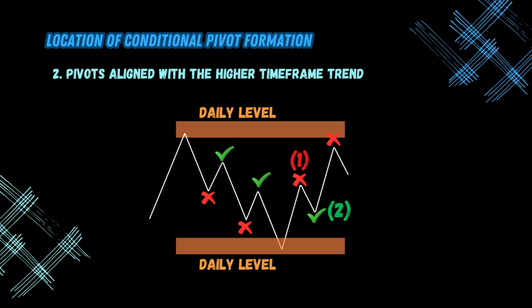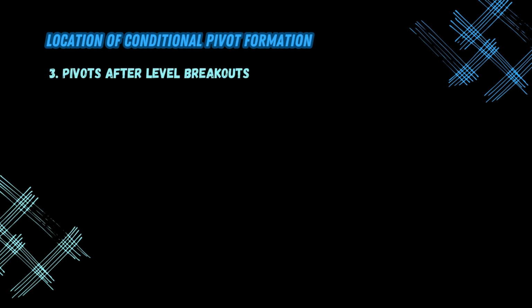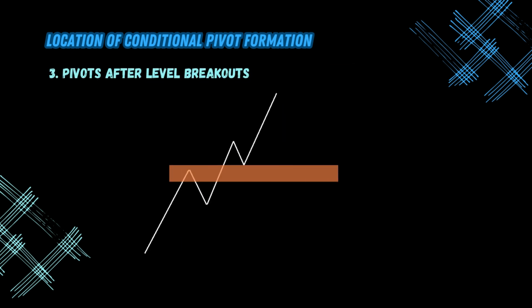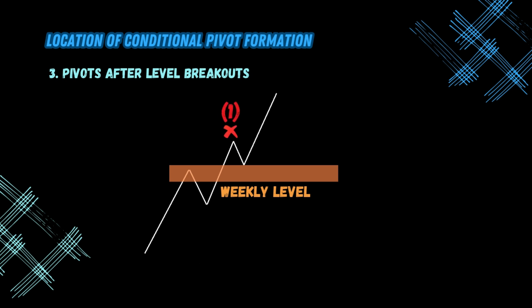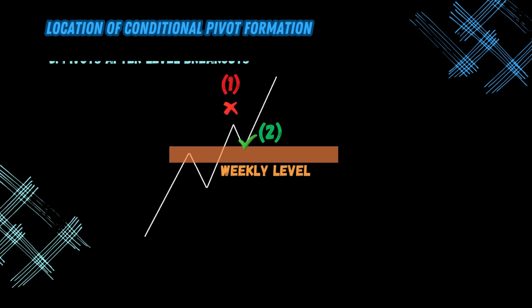I highly recommend watching that video. 3. Pivots after level breakouts. Pivots that form after a level breakout are suitable for trading if they align with the movement after the breakout. For example, if the price breaks a weekly level and forms a pivot in the trigger time frame, a pivot in location 1 can be easily surpassed by the price, while a pivot in location 2 is suitable for trading. For pin bars, there are additional considerations. I recommend watching the video on pin bar candlesticks for more details.